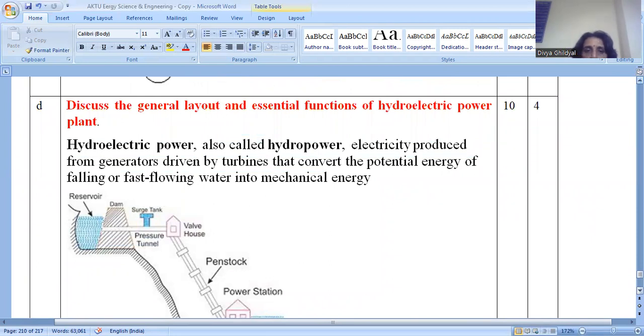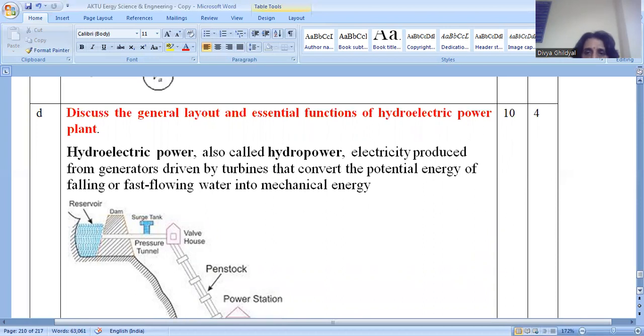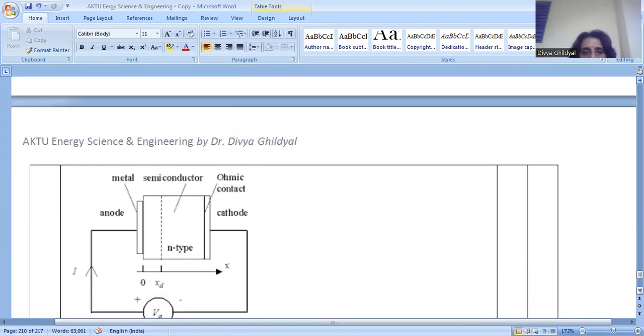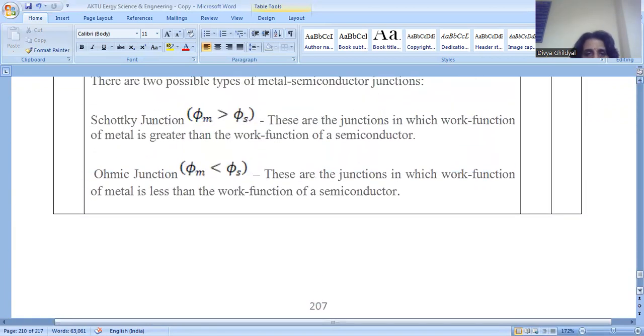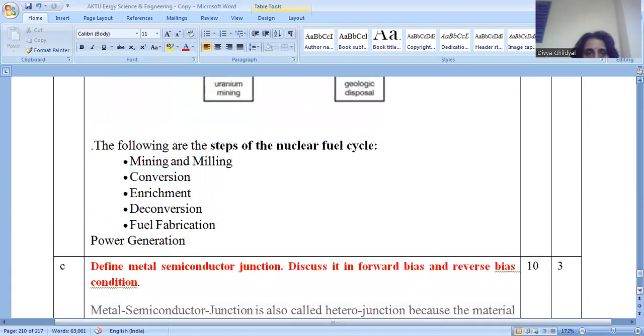Hydroelectric power comes from the word water. Electricity is produced from generators driven by turbines that are converting the potential energy of falling or fast flowing water into mechanical energy, running the turbine, and then power supply or electricity gets generated. Metal semiconductor consists of metal and semiconductor which are combined to generate electricity. This is simple, and it works in forward and reverse bias, both types.